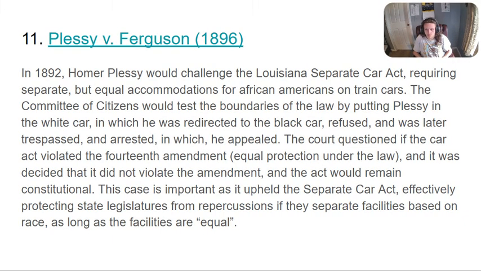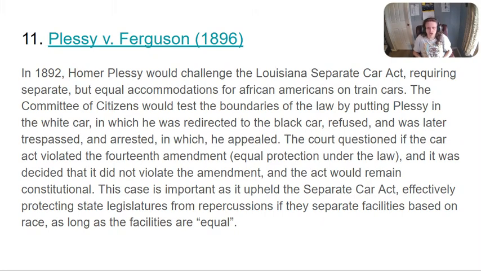Court case 11 would be Plessy versus Ferguson, and this court case would be decided in 1896. In 1892, Homer Plessy would challenge the Louisiana Separate Car Act, requiring separate but equal accommodations for African Americans on train cars. The Committee of Citizens would test the boundaries of the law by putting Plessy in the white car, in which he was redirected to the black car.